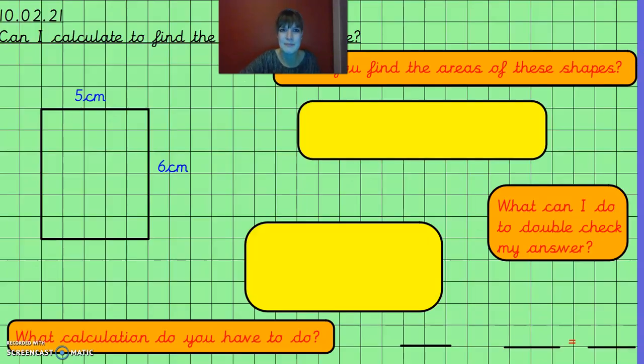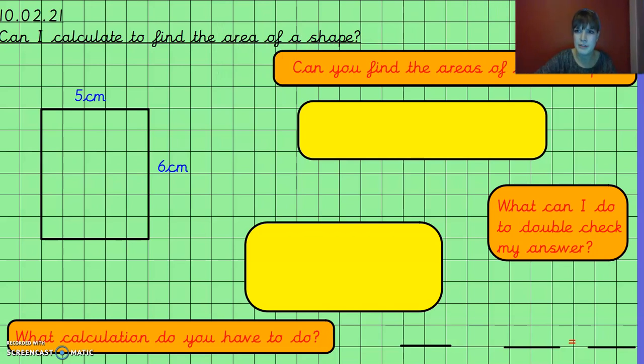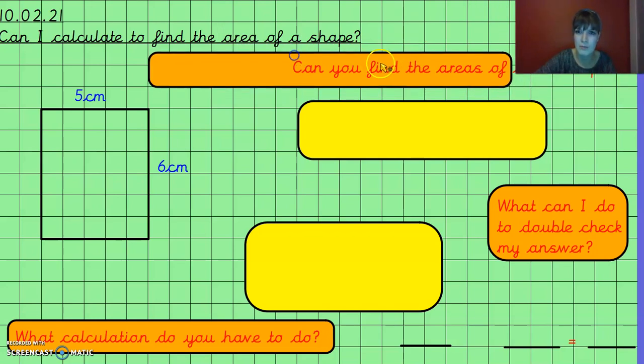So today's lesson. Let me move myself. Oh, I don't know where I'm going to be able to move myself. Maybe over here, and I'll move this one along.